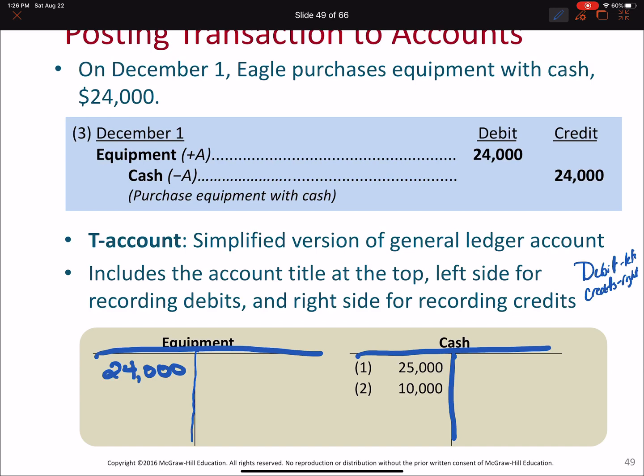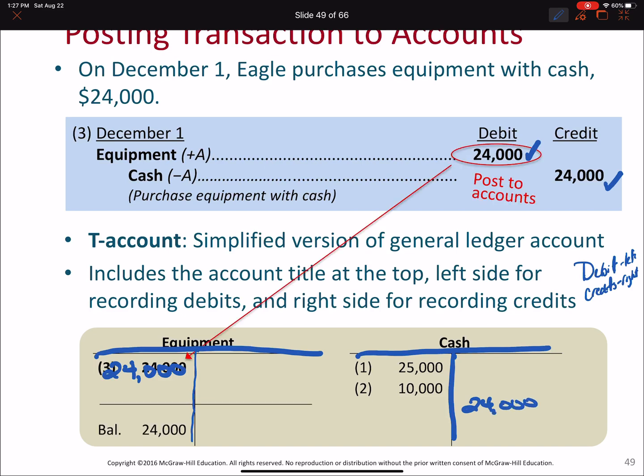All right, debits on the left, credits on the right. So I've posted this first line, the debit of $24,000 to equipment, and now I'll post the credit of $24,000 to cash. Now what the general ledger will do for us then is sum it up. Okay, the balance in equipment's $24,000, the balance in cash is $11,000, right?